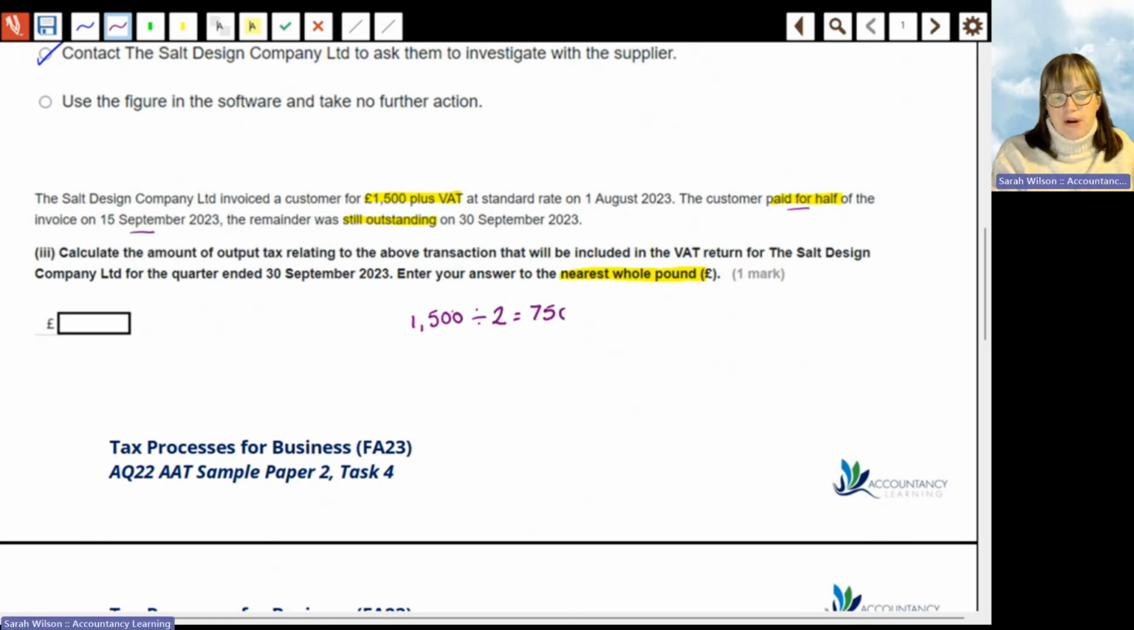So we can divide it by half, then work out our 20% to give us £150. That is the amount that we need to pay over to HMRC within this VAT return for the end of this quarter. The other half of it is still outstanding. So under cash accounting, we wouldn't pay that over yet.